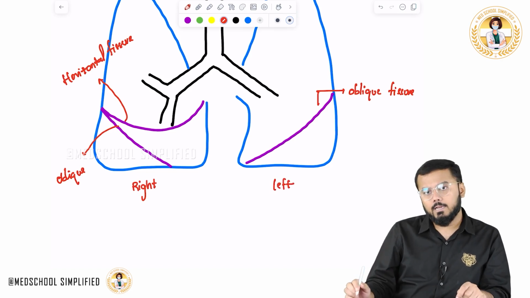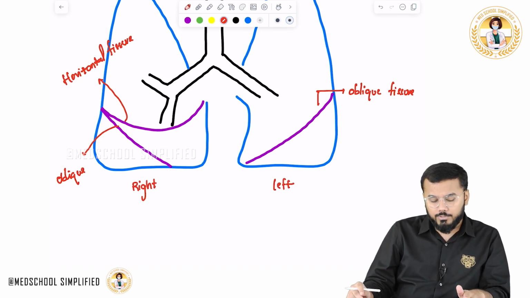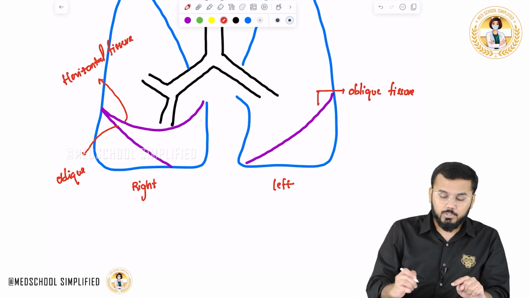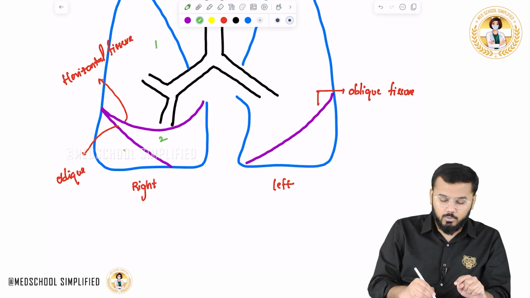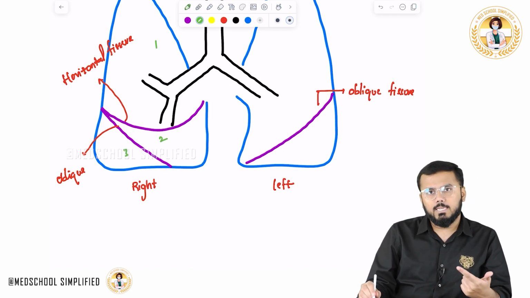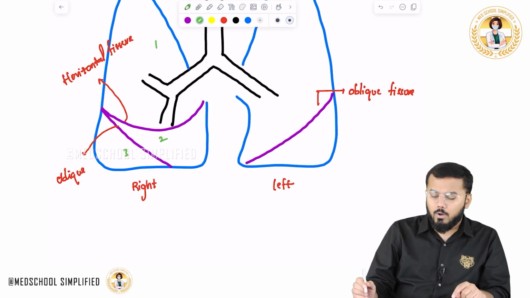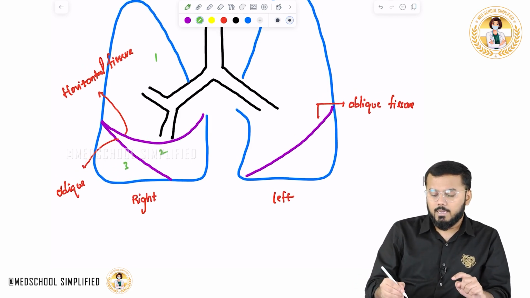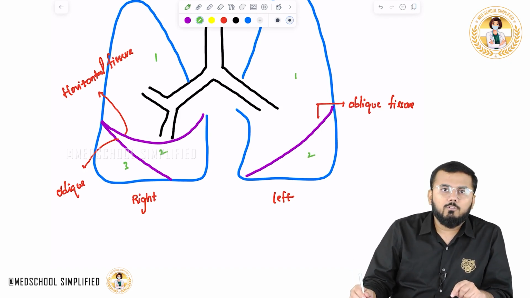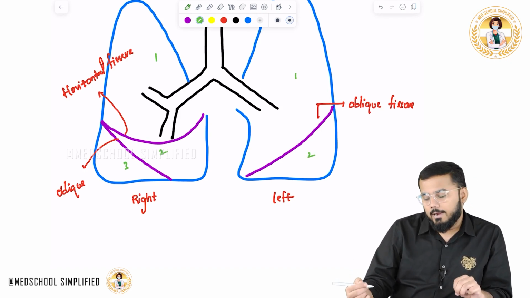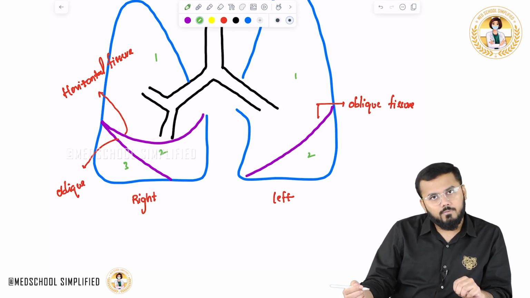If you look at the right lung, guys, because of the horizontal fissure and the oblique fissure, the right lung is divided into three lobes. So this is lobe number 1, this is lobe number 2 and lobe number 3. How many lobes are there? We have got 3 lobes. Now because of the oblique fissure on the left side, the lung is divided into 2 lobes, 1 and 2. So how many lobes do we have on the right side? We have got 3 lobes. And how many lobes do we have on the left side? We have got 2 lobes.